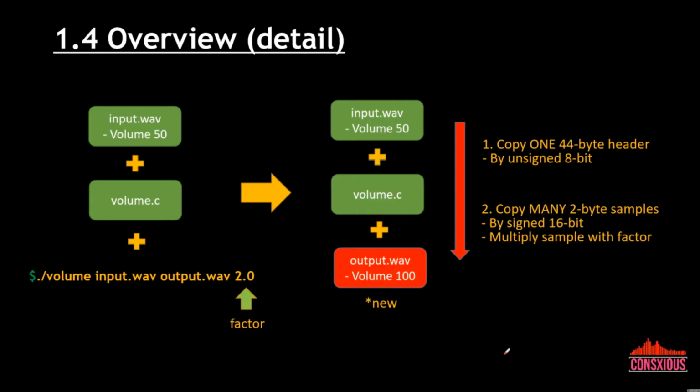So as for the overview, after we understand the wave, for this process we have two tiny steps: copy 144 bytes headers by unsigned 8 bits, and copy many 2 byte samples by signed 16 bits and multiply samples with factors. So the factors is here.